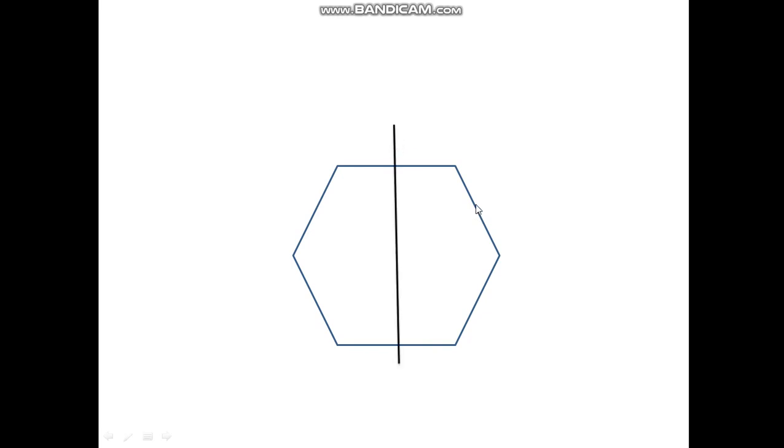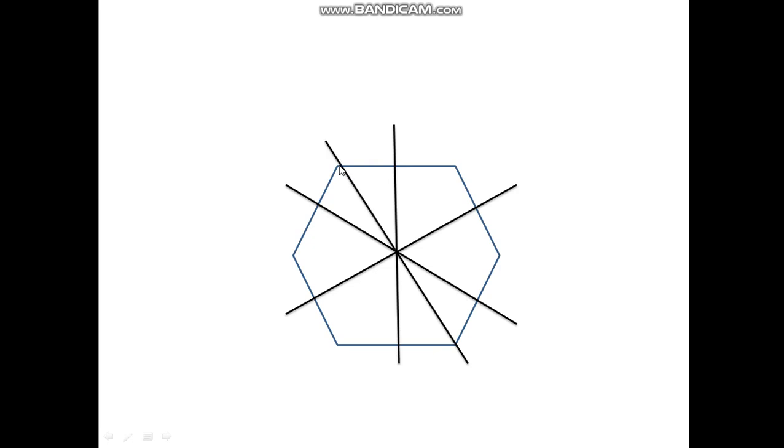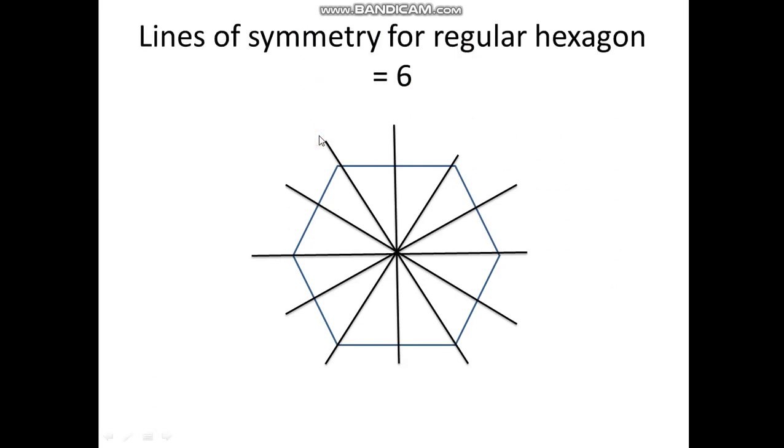Then again here, 2 sides, and then the 2 remaining sides. You can draw one line like this. Next you take from here to its opposite vertex, which is here. Yes. Then from here to the opposite vertex, 5, then here to 6. In total how many lines of symmetry can we draw? 6 lines of symmetry. The number of lines of symmetry for a regular hexagon is 6.